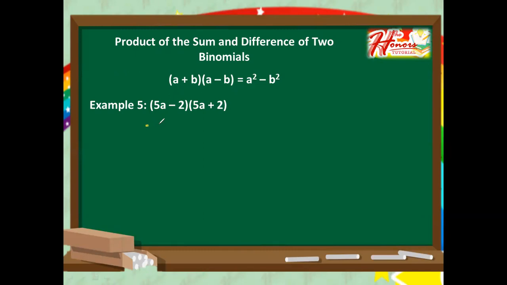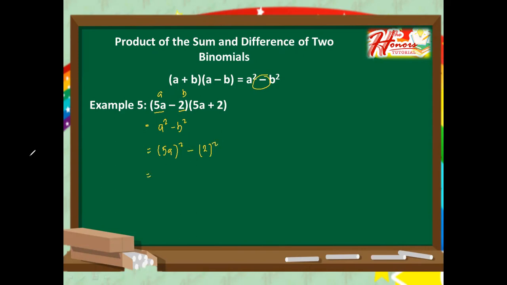Next, I have another example, same topic. Let's have the pattern, so that is a squared minus b squared. So assign a, assign b. Just get the terms only. So a is 5a. Don't forget the exponent 2, minus. Please follow this because it is constant. Again, it will not change no matter what happened. For b, we have 2 raised to 2.